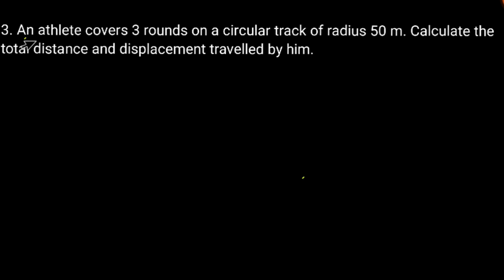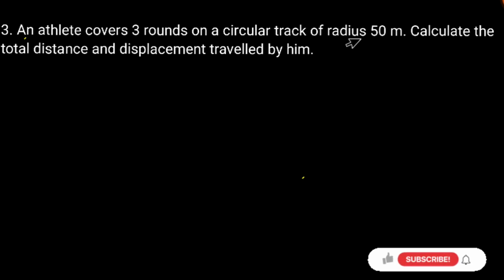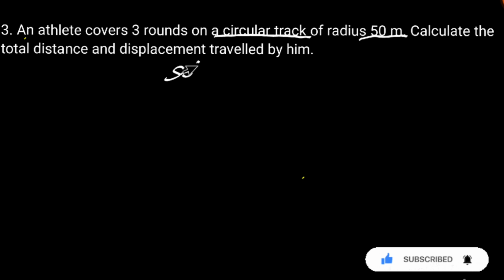Alright, so question number 3. An athlete covers 3 rounds on a circular track of radius 50 meters. Calculate the total distance and displacement traveled by him. So let's take note of this circular track. So this is the solution.